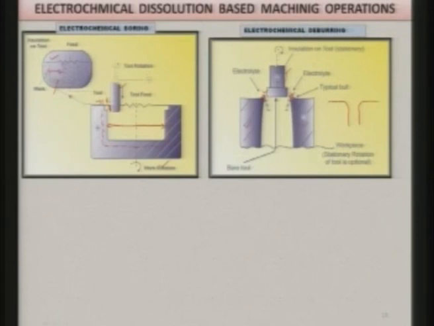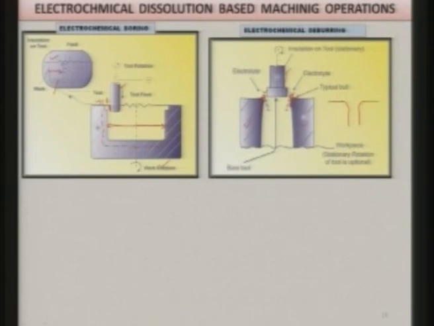This burr is to be removed and you want the component of this type, and since at the corner they are the sharp corners, the current density will be maximum, and because of that these corners will be dissolved first compared to others, and rest of the part is insulated. So, there is no danger of dissolution of rest of the parts.